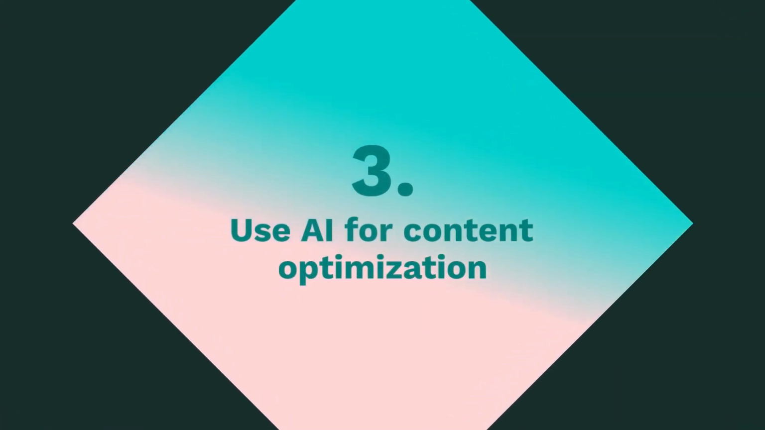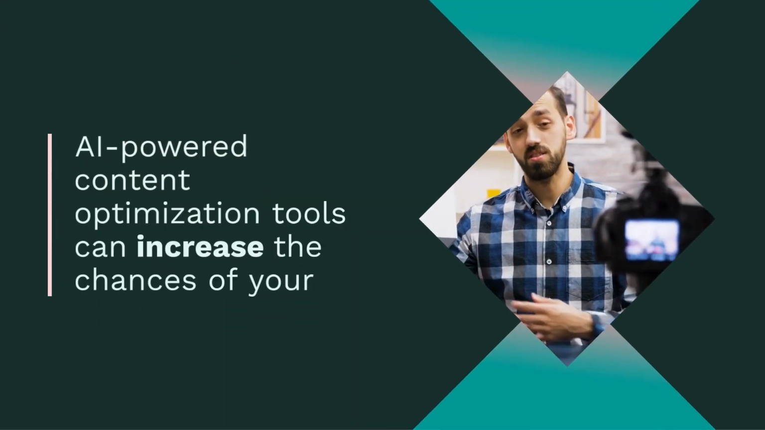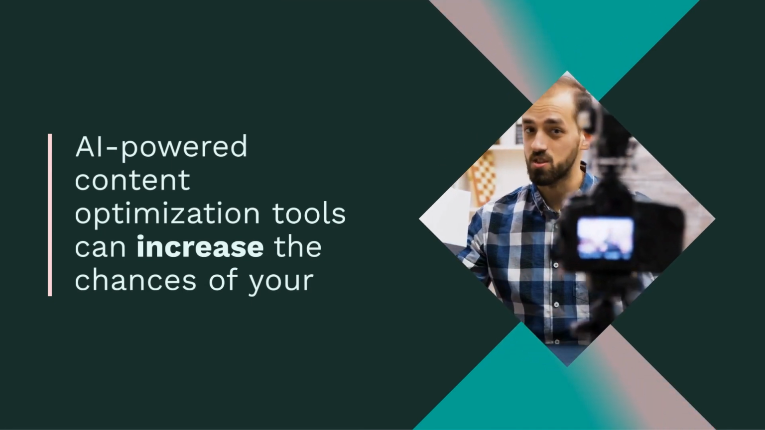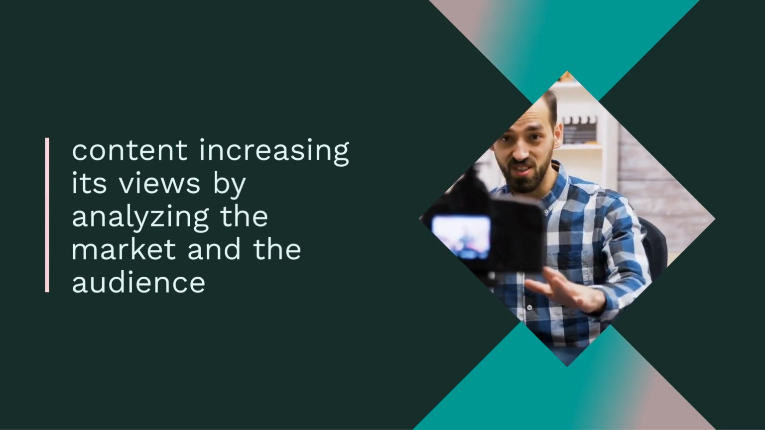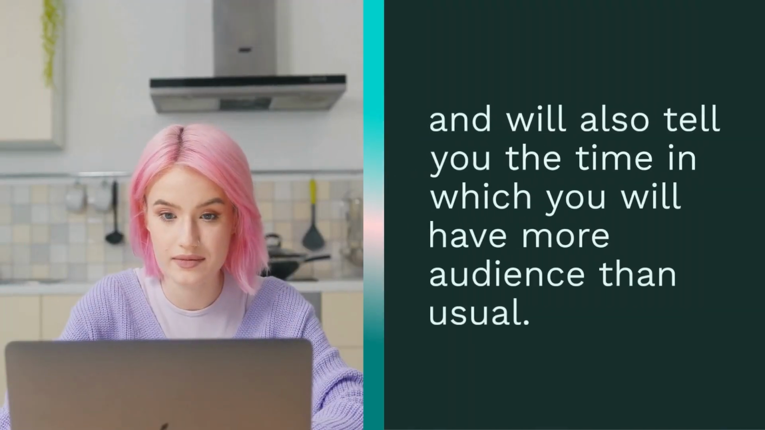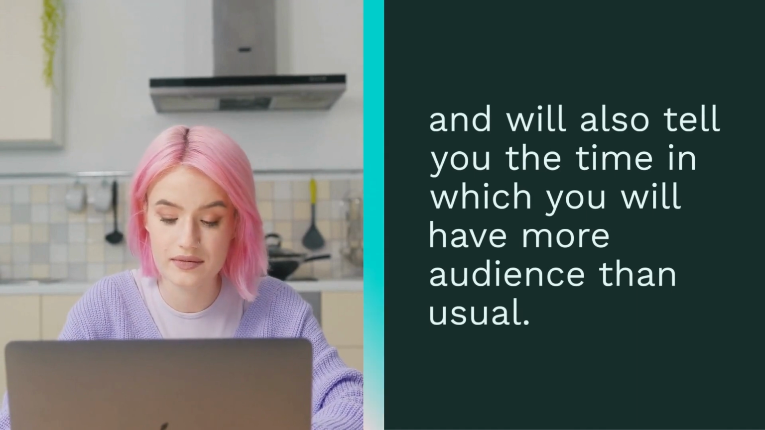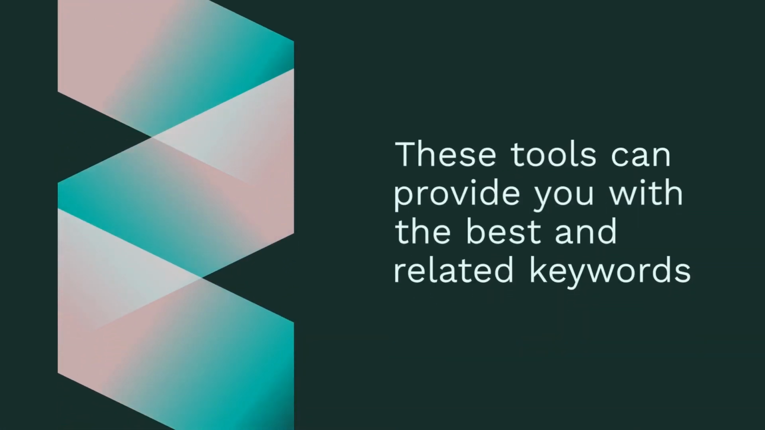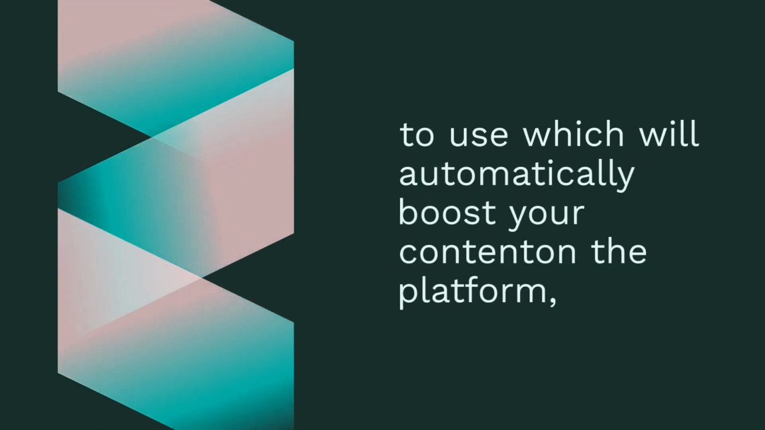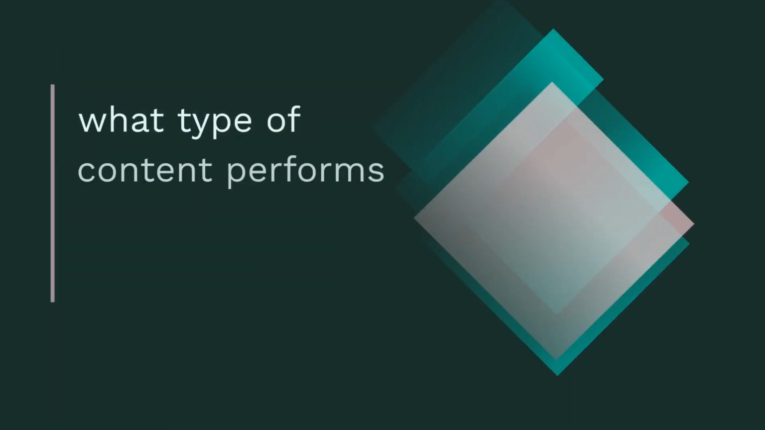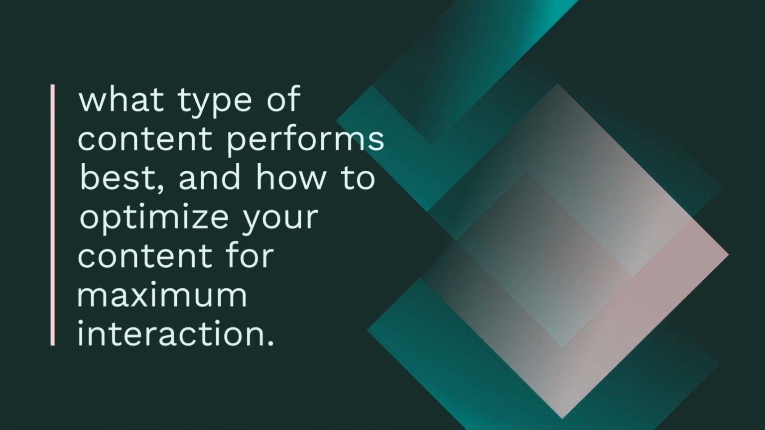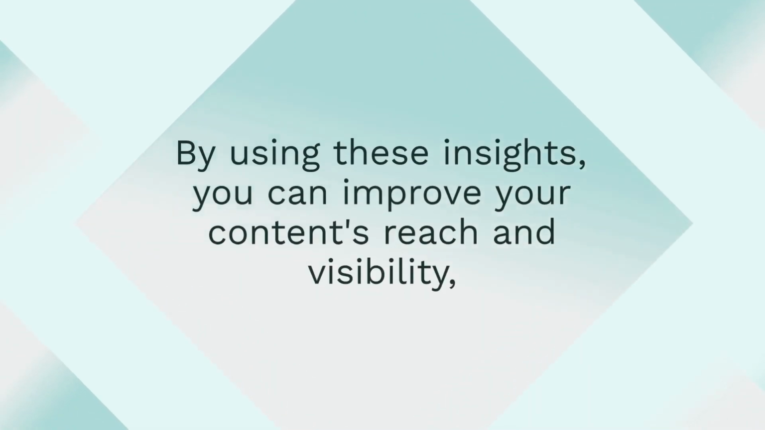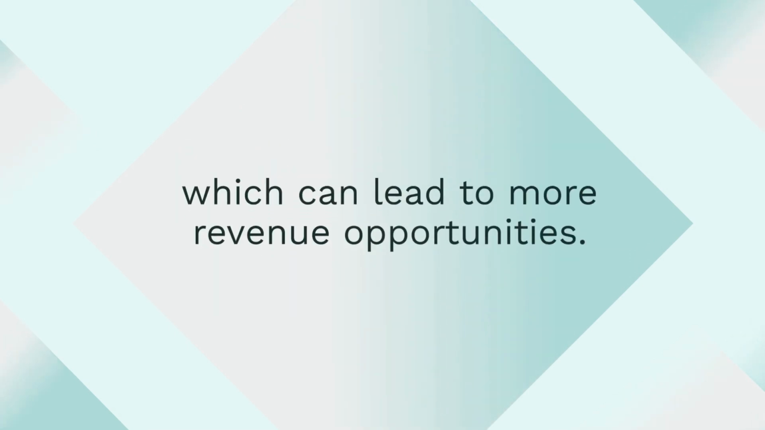Use AI for content optimization. AI-powered content optimization tools can increase the chances of your content increasing its views by analyzing the market and the audience, and will also tell you the time in which you will have more audience than usual. These tools can provide you with the best and related keywords to use, which will automatically boost your content on the platform. What type of content performs best, and how to optimize your content for maximum interaction. By using these insights, you can improve your content's reach and visibility, which can lead to more revenue opportunities.